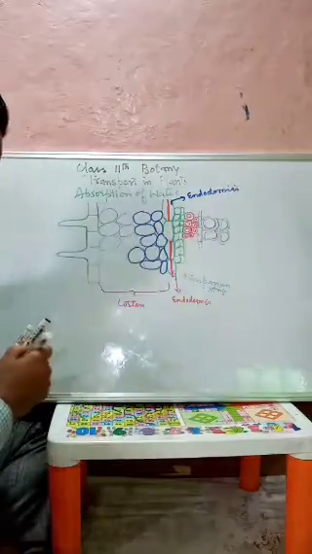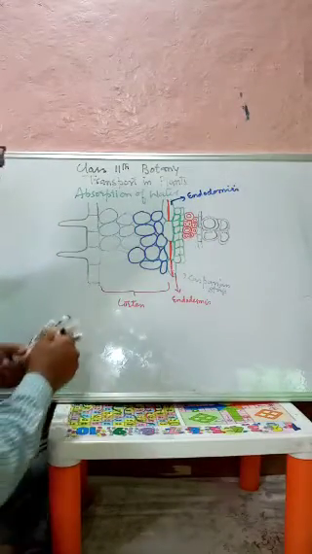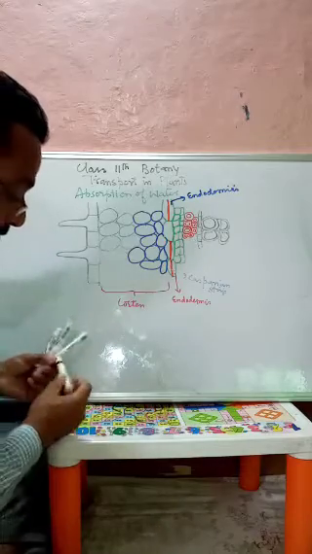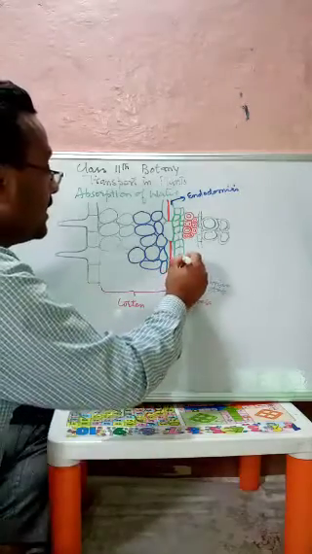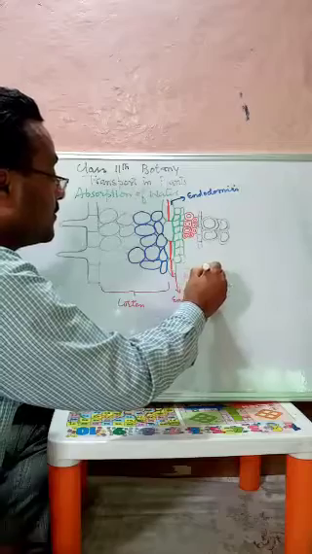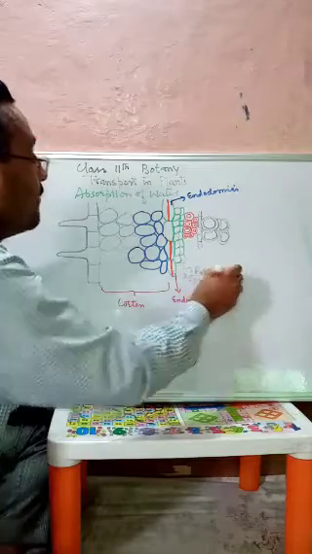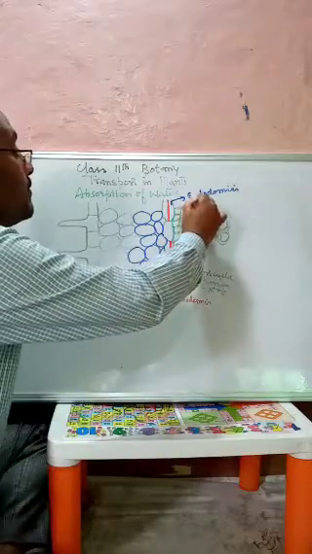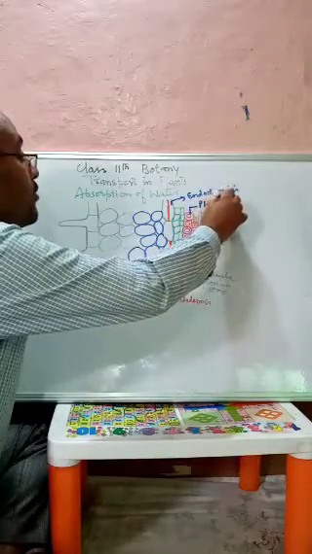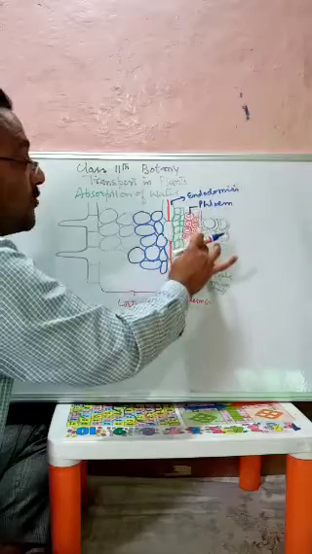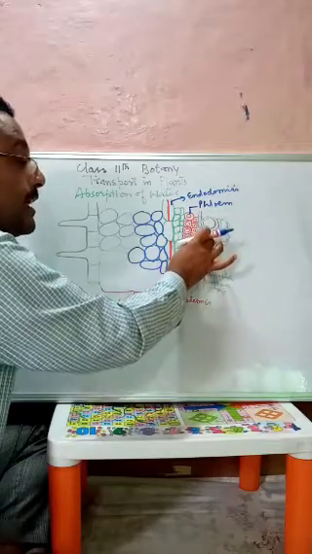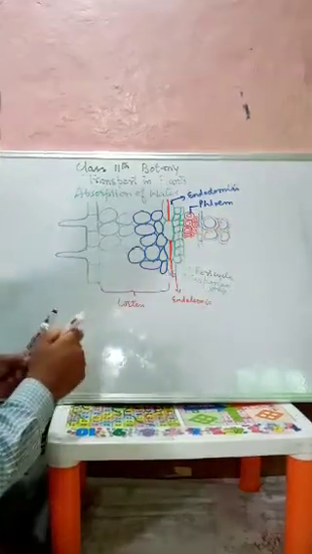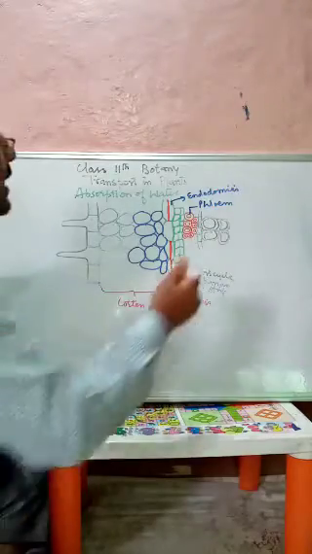Then inside this, we have one more layer, this greenish layer. What is this? It is the pericycle. Then what is this? This is the phloem. If it is the dicot root, then this is the cambium strip, and this innermost layer is the xylem.